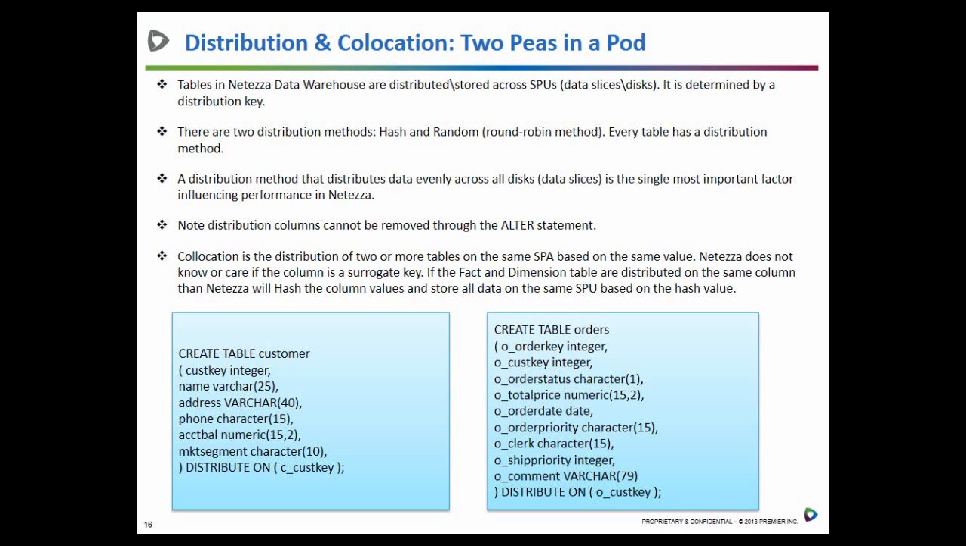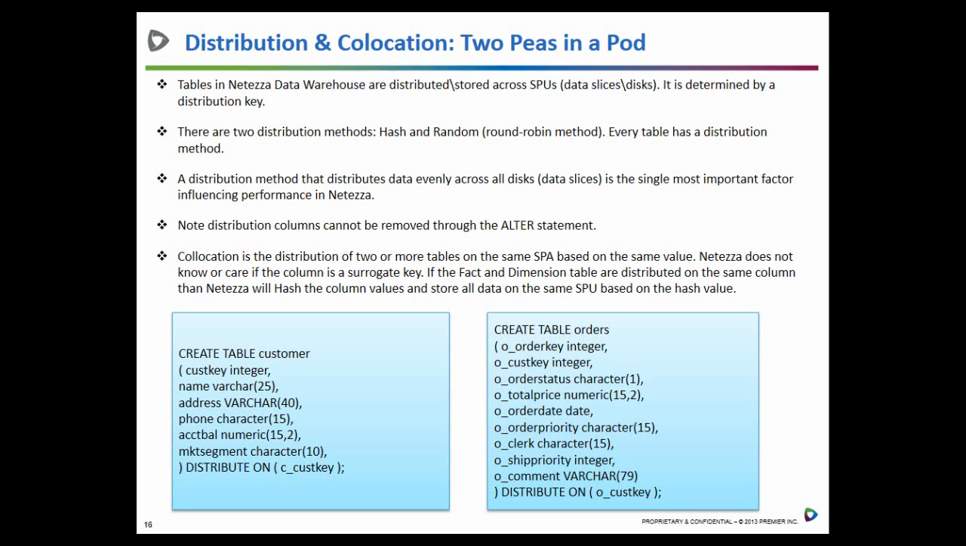And this distribution is determined by a distribution key, and distribution key is nothing but a column in any table, right? There are two traditional methods of distribution in Netezza. There is the hash distribution and the random round-robin distribution, right? Every table will have a distribution method implemented on it, irrespective of whether you have defined your table, your DDL, with a distribution key or not. If your DDL for a table does not include a distribution key, Netezza will automatically distribute data based on the round-robin method.